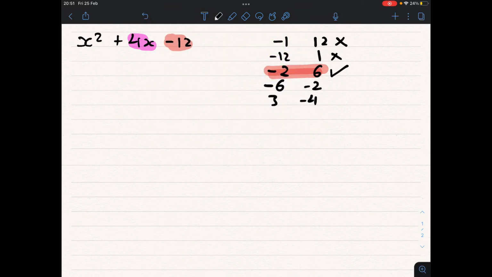Same thing as before, we lay down 4 brackets. So we do x minus 2 here, x plus 6 here. That's correct.